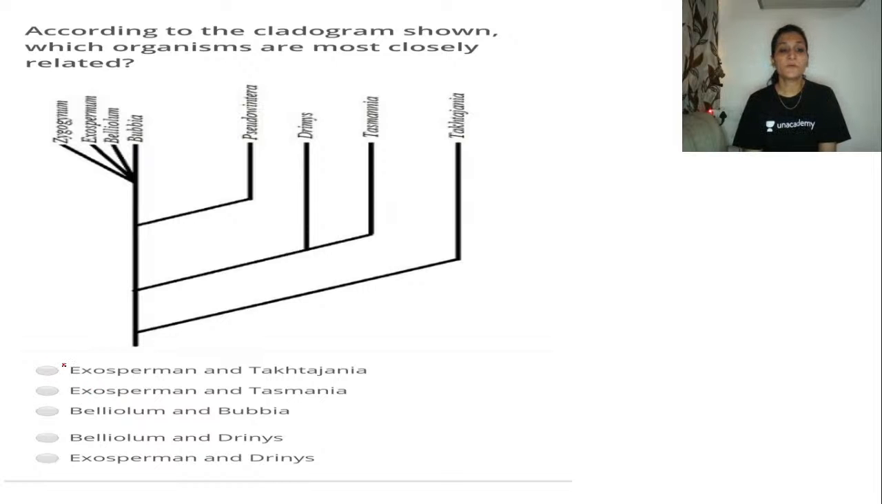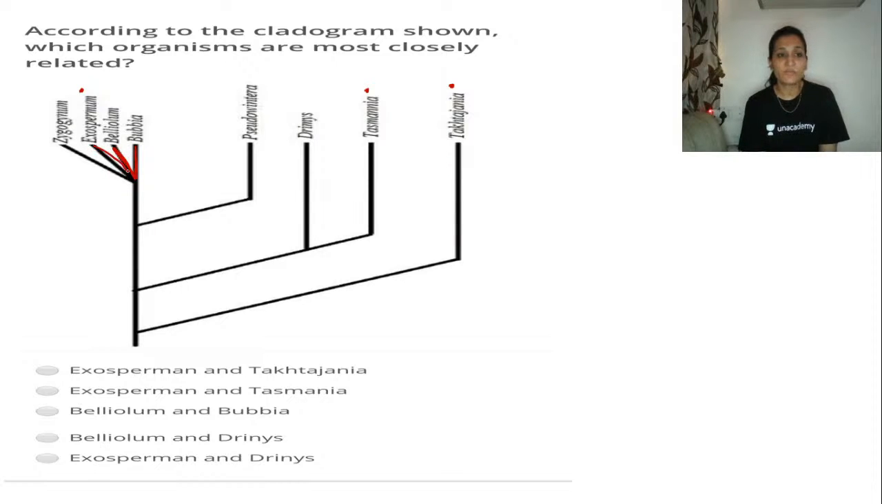So Exospermum and Tasmannia are closely related. Is it so? First of all, let's locate this. So this one and this one, they are saying that they are related. So they are quite distant, isn't it? Exospermum and Tasmannia, so they are also quite far. Belliolum and Drimys, they are both sharing a very common link. It is in the V form.